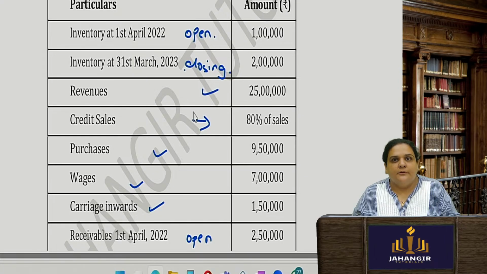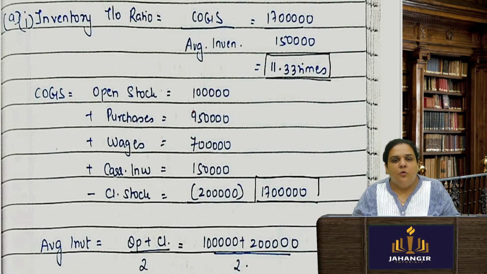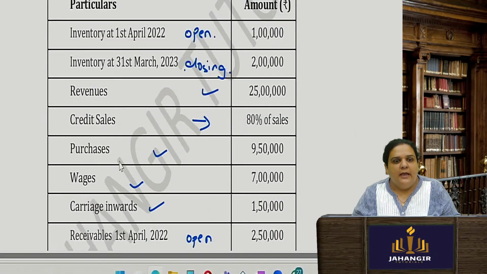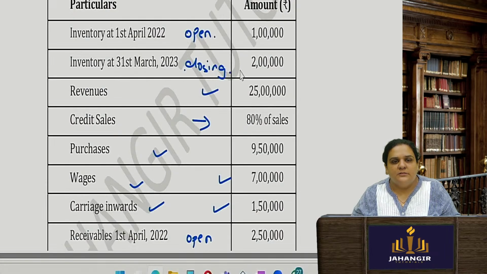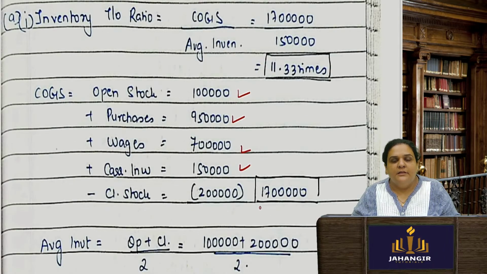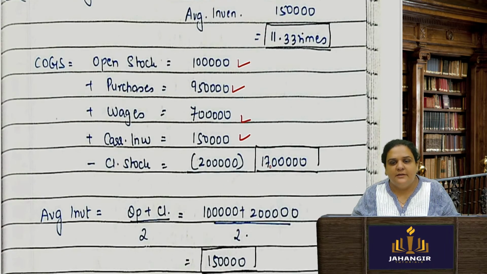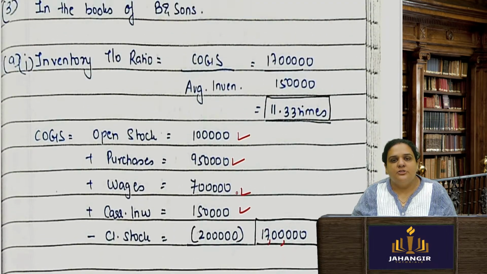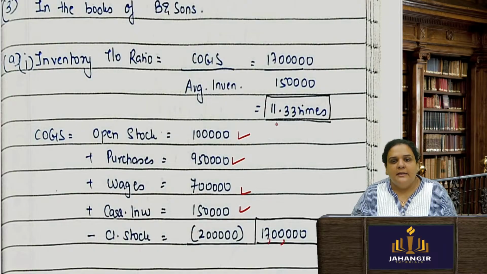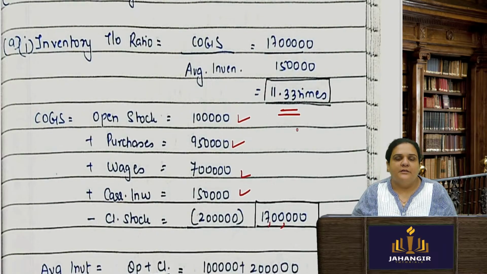Everything is over here for COGS. So opening stock 1 lakh, add purchases, add all the direct expenses, which is wages, carriage inwards, and minus your closing stock. That will give you a COGS which is 17 lakhs. Average inventory is opening plus closing upon 2, 1 lakh plus 2 lakh upon 2, 1 lakh 50. So COGS upon average inventory, 11.33 times, is my inventory turnover ratio.